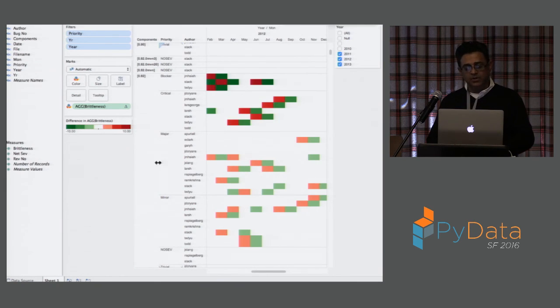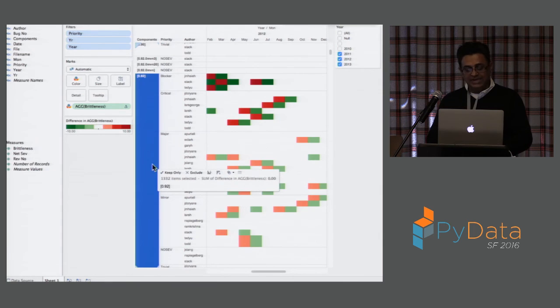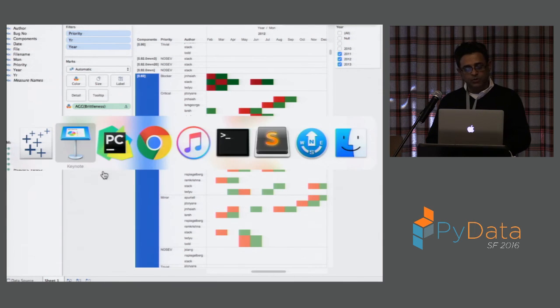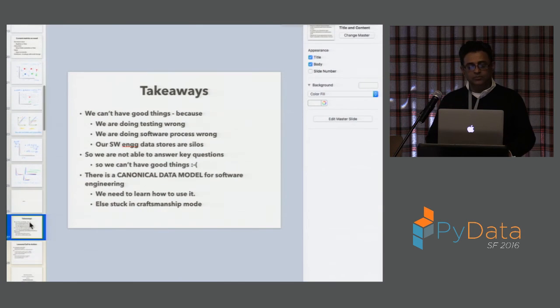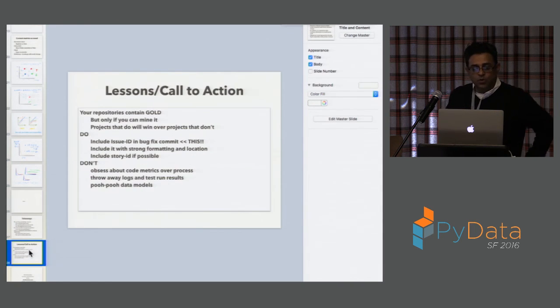So this is an example of what you can do in a very early phase if you put your data in the right fashion. And so the takeaways, I would say, are: we can't have good things because some of the things we're just doing wrong. And our software engineering data is in silos. And there is a canonical data model underneath, but we are not using it. So what should we do? And there's gold in your repositories, but we can't mine it right now.